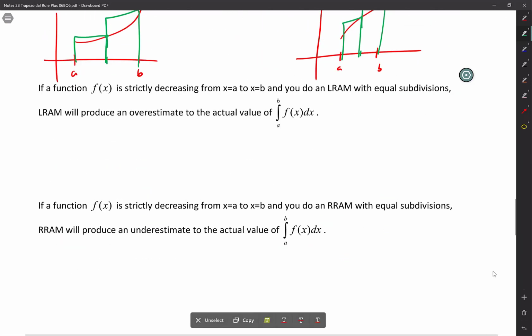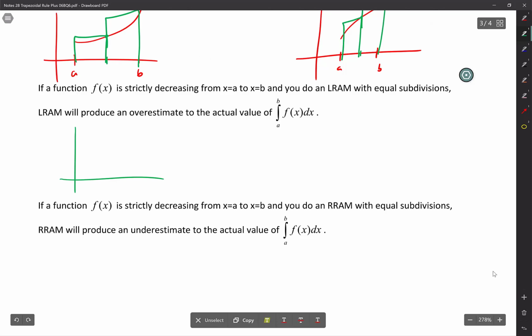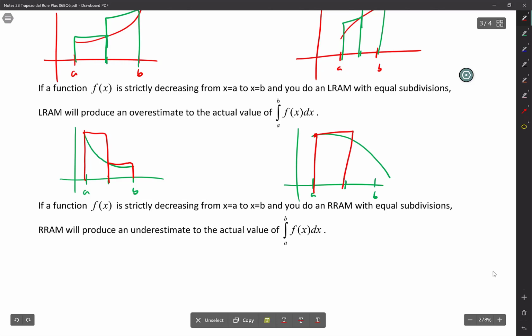Last one. It says if a function f of x is strictly decreasing. Okay, so now I'm decreasing. And you do an LRAM with equal subdivisions, LRAM will produce an overestimate. All right, decreasing, concave up. A, B, smack in the middle. And let's see, LRAM. Yep, overestimate. Let's do concave down, decreasing. A, B, right smack in the middle. And we're doing LRAM. Yep, overestimate both. Good job.